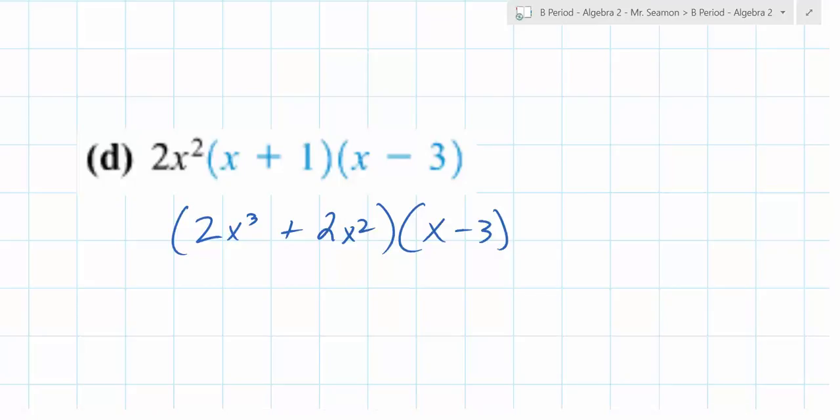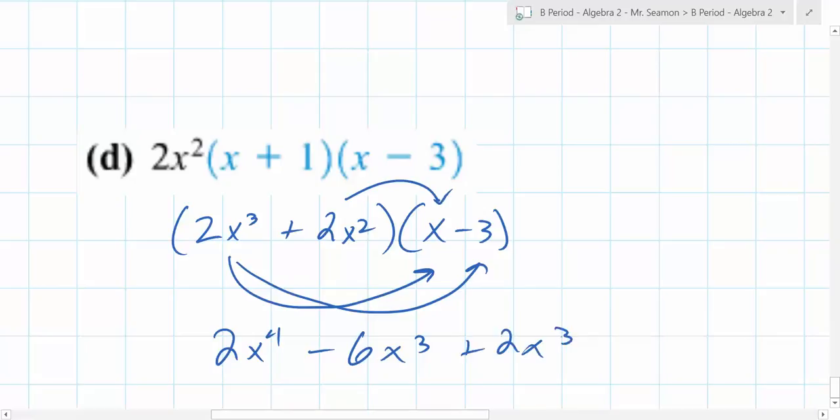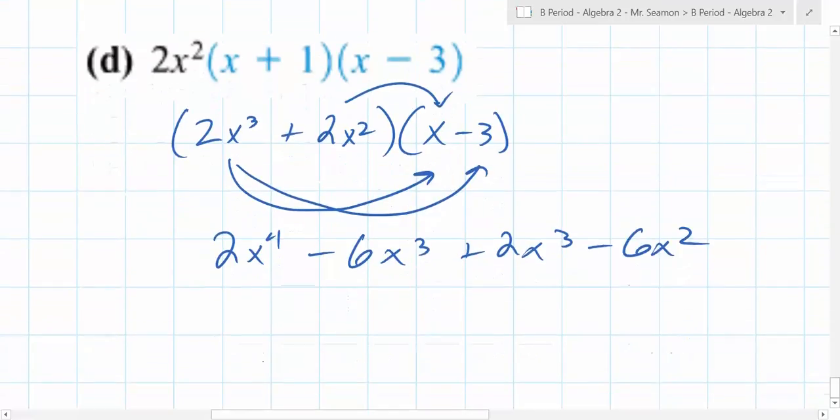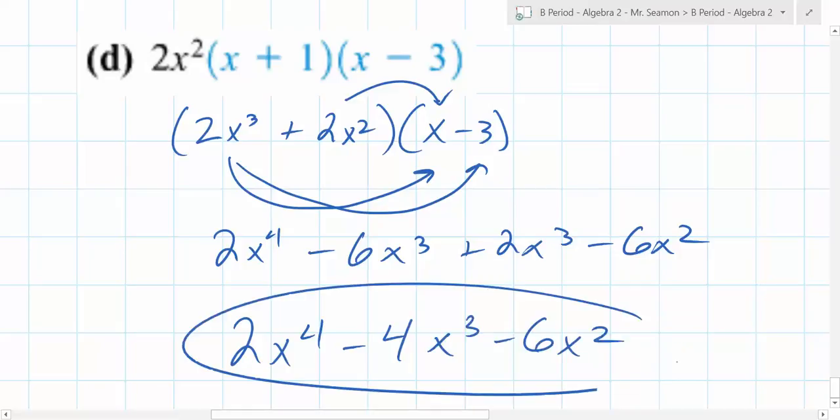So what does it become now? 2x cubed times x is 2x to the what? 4. And then you have this times that, a negative 3, not negative 3, negative what? 6x cubed. And then what's that? Plus 2x cubed, right? Minus 6x squared. Now, are there things we can combine here? Yes. How many x cubes do we have? Negative 4. Exactly. Anything else we can combine? Yep. All done.